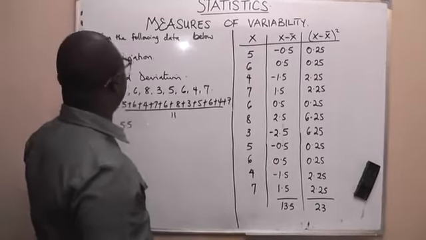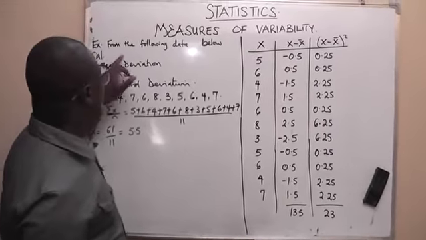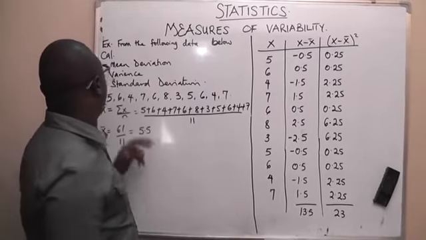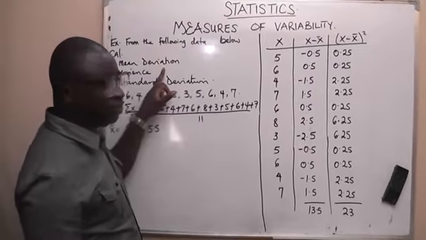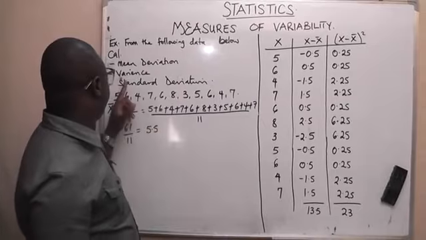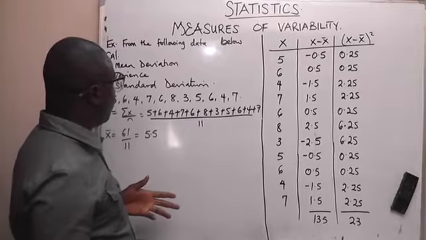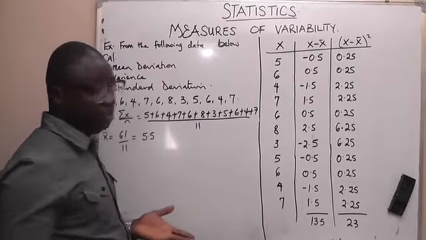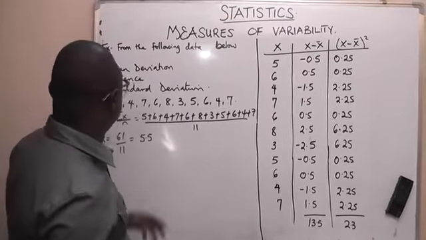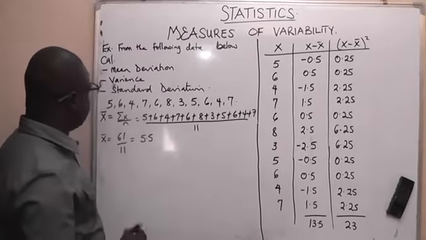So we have an example on the board. They said from the following data below, we should calculate the mean deviation, calculate the variance, and then the standard deviation. Okay, we can even add calculate the range. All right, but let's leave that one for next series.